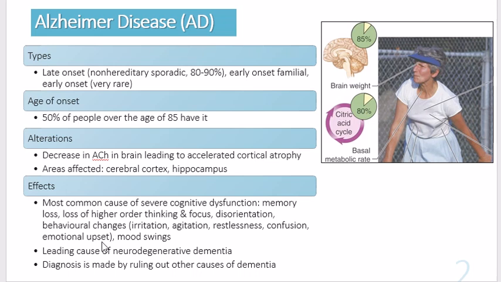And these symptoms that I just discussed are symptoms of dementia. And Alzheimer's disease is the leading cause of neurodegenerative dementia. Once other causes of dementia are ruled out, then the diagnosis of Alzheimer's can be made. So when people present with these symptoms here, it's important to rule out other potential causes of dementia before making the diagnosis of Alzheimer's disease.